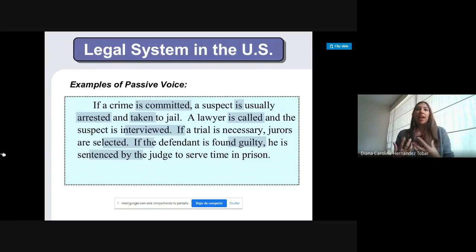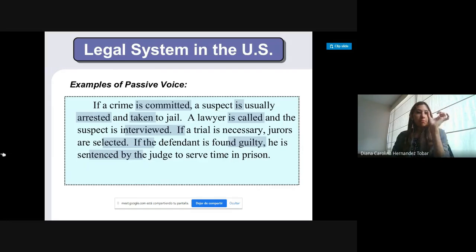Now in legal documents, we can also find passive voice. In general terms, I would say that passive voice is more used in English than in Spanish. However, we use it in Spanish, of course, but maybe it's more common to use it in English. So here we have an example.